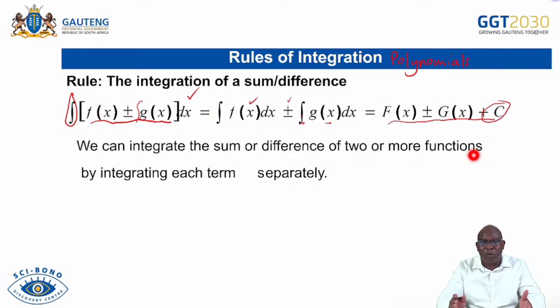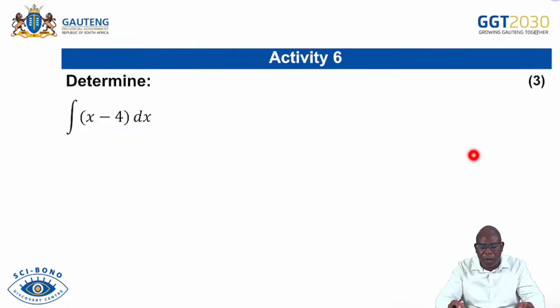In other words, we can do each term separately, but once you get in the mood of integrating, that becomes easy. You can just do it at once. But now let's see what we can do in the next activity. It says, determine the integral of x minus 4, of which our variable is x, and it's 3 marks.